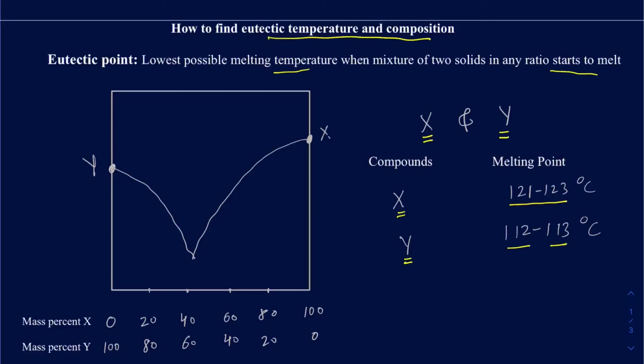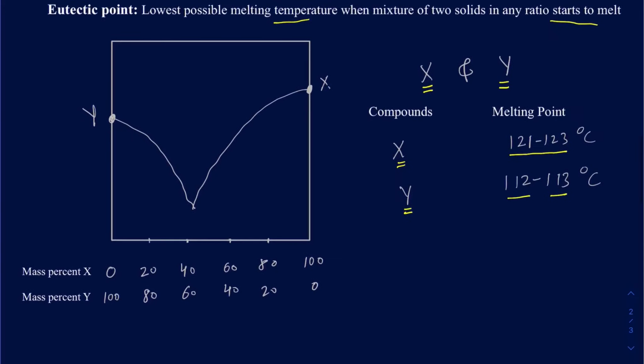Finding the eutectic composition, you have to be lucky, because different mixtures will have different eutectic temperatures and different eutectic compositions. So suppose I have this graph here, where on the x-axis I have the mass percent of X and Y. On the top line, at the beginning here, the mass percent of X is 0. That means all you really have is Y, which is 100% Y.